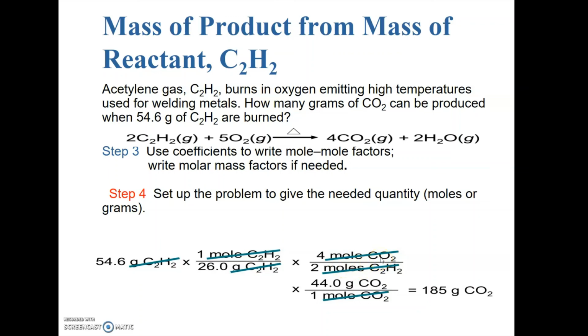When we get the moles of CO2, now we're going to change that to the mass of CO2. In order to change the moles of CO2 to the mass of CO2, we need to find the molar mass of CO2. So the molar mass of CO2 is 44 grams. And when we multiply the moles of CO2 by the molar mass of CO2, then we get the mass of the CO2 produced in this chemical reaction.